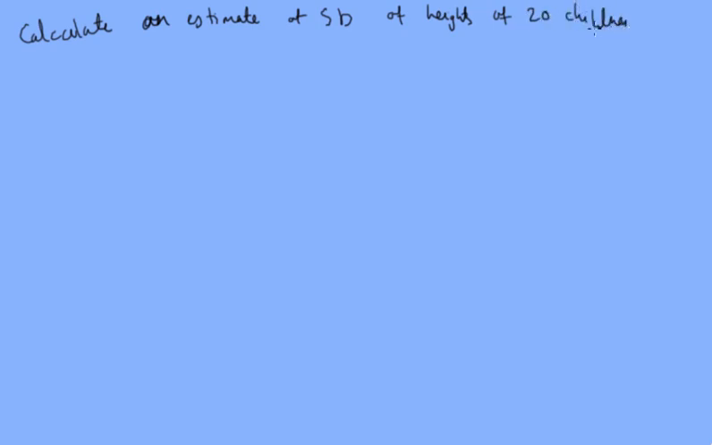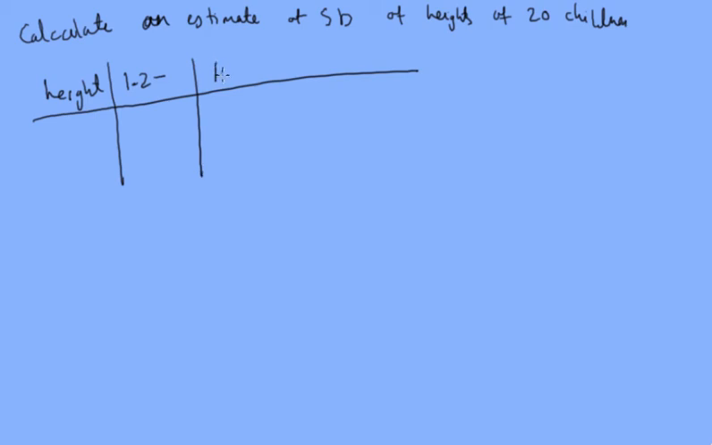Let's do one more example. Calculate an estimate of the standard deviation of the heights of 20 children given by this table. So we've got the height: 1.2 up to 1.4, up to 1.5, up to 1.7. And then we've got the number of children, which is the frequency: 2, 12, 6.